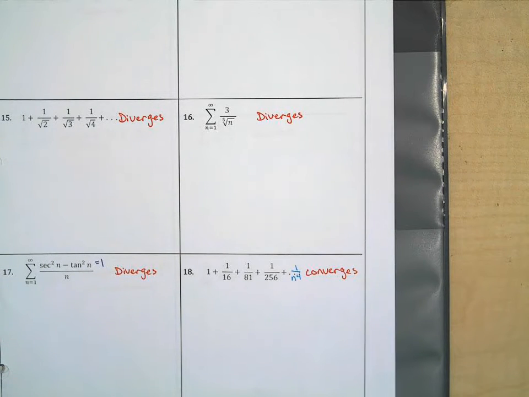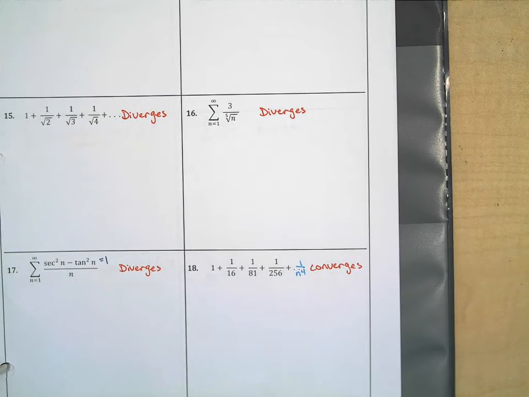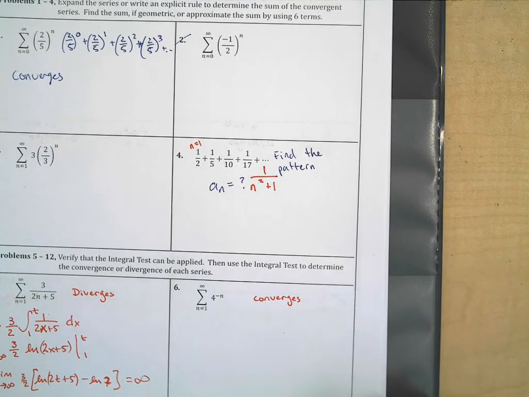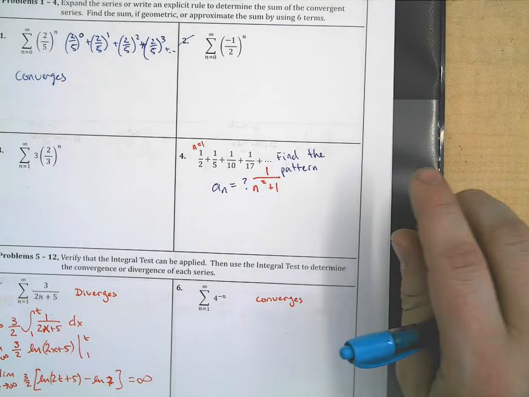Anything else? Which one? Oh, something from 9.2. Number 4? Yeah. You have to expand it. Oh, just find the pattern. Just find the pattern. Okay.